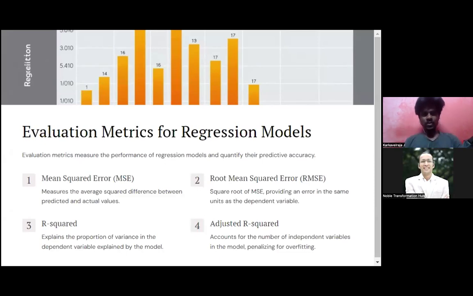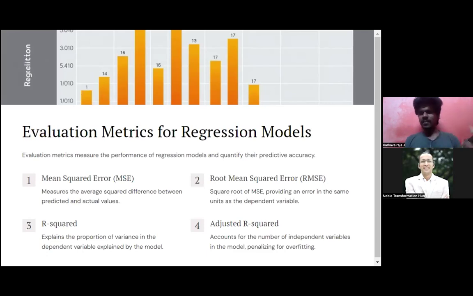Today's session is a continuation of the previous session on supervised learning. Please make sure you look into all the previous videos so you can have a better understanding of what we are saying. Today the session is a continuation of supervised learning regression, and we're going to cover evaluation metrics for regression models.